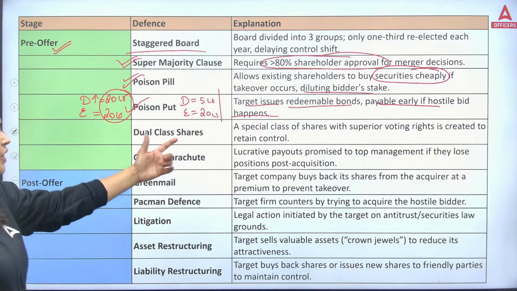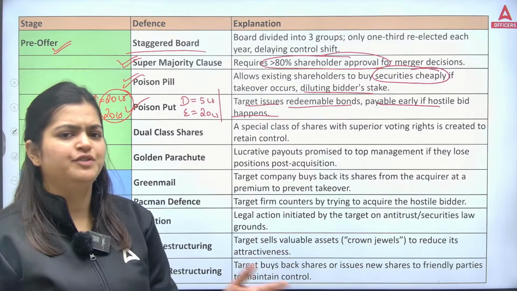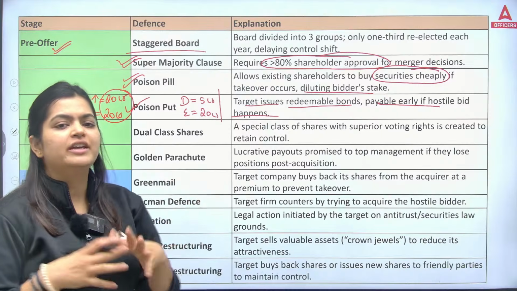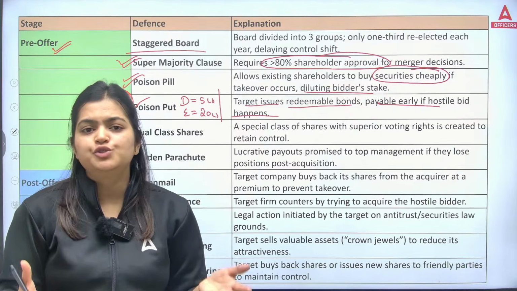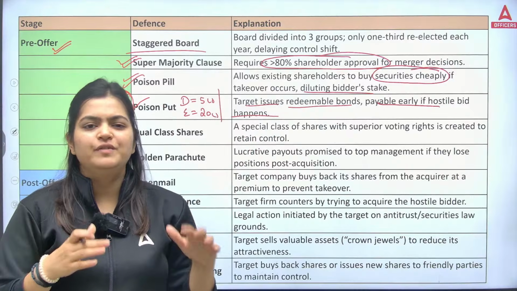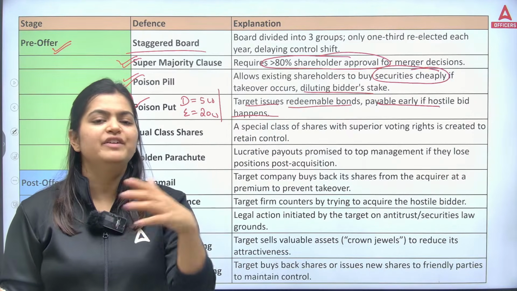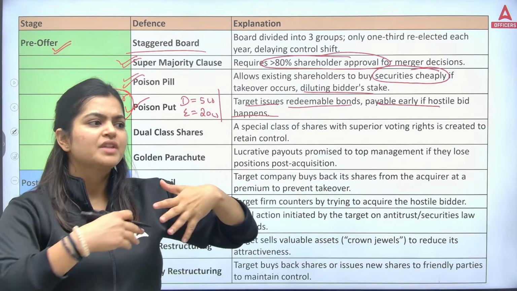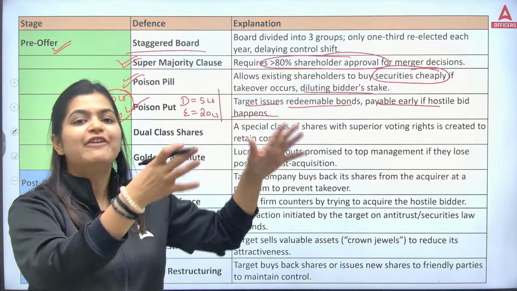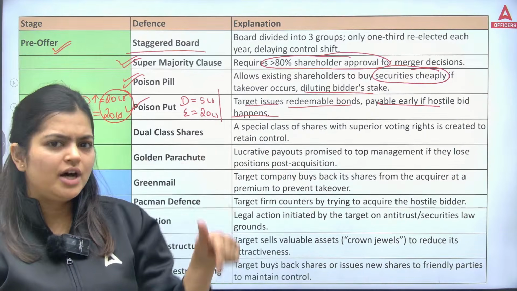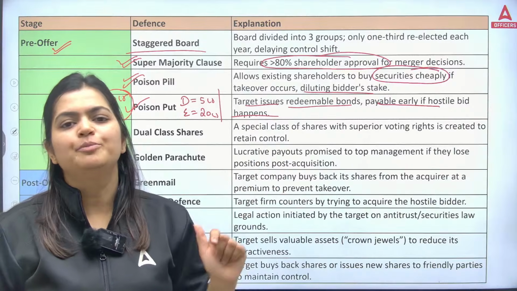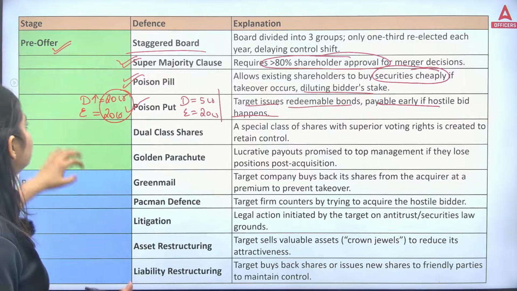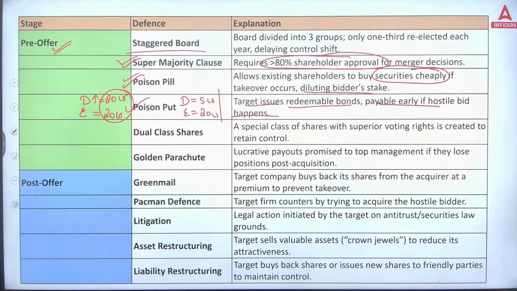Then dual class shares, we are issuing different classes of shares with voting rights, their features and everything. That is golden parachute. Here you are giving very attractive offers to your high officials, that if anyone does any hostile takeover, then that company will be giving you special offers like luxurious cars, luxurious bungalows and everything, so that if anyone tries to do a hostile takeover, they need to provide some benefits to their top officers, which is a very costly thing. So these are some points under your pre-offer tactics.